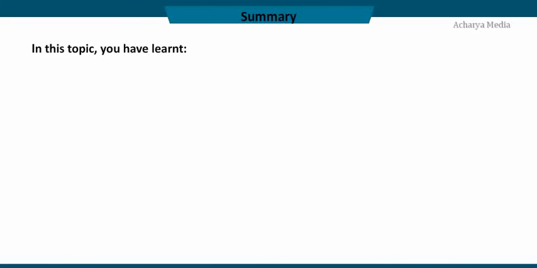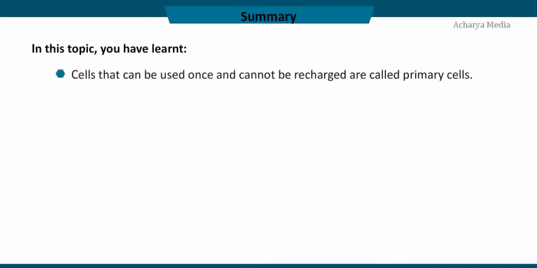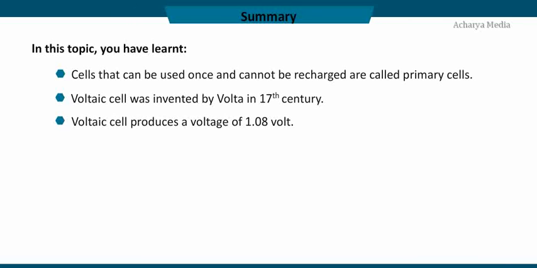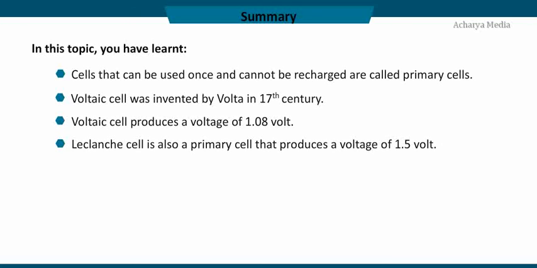In this topic you have learnt cells that can be used once and cannot be recharged are called primary cells. Voltaic cell was invented by Volta in the 17th century. Voltaic cell produces a voltage of 1.08 volts. Leclanche cell is also a primary cell that produces a voltage of 1.5 volt.